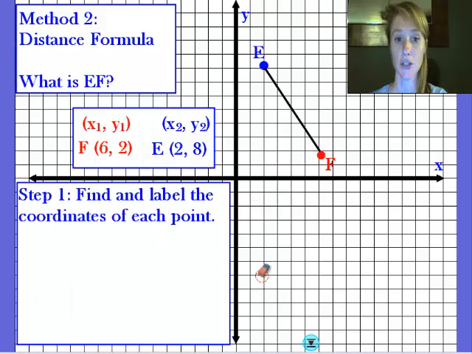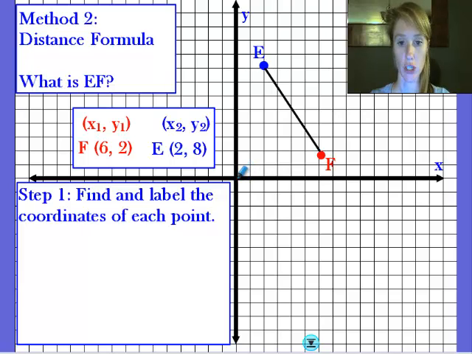The first thing I want us to do is find and label the coordinates of each of our points, E and F. Alright, what we need to do is find the x and y coordinates of each point. So let's start with point F. The x coordinate we're going to find by traveling along the x-axis.